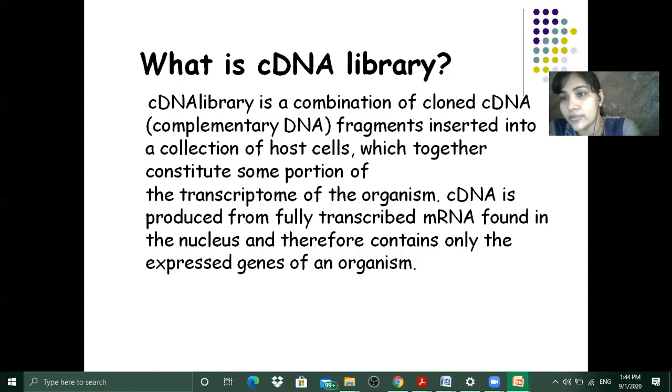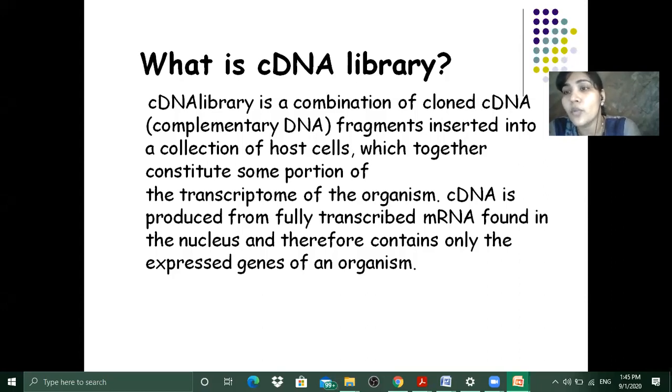There are many types of RNA: tRNA, rRNA, and mRNA is the one which carries the sequence that are going to get translated and get converted into the proteins and enzymes. So why only mRNA? Because it contains only those sequences that are to be translated, and they have only exons, no introns. So only expressing sequences are going to get converted into cDNA library. Okay, so that is the main significance of it.